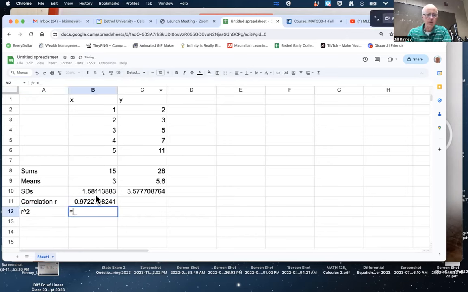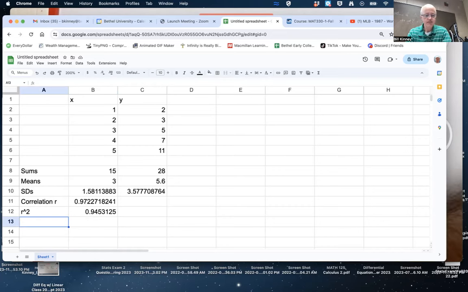So I could square this correlation. It's still pretty close to 1. It's still a pretty strong linear trend. When R squared is close to 0.5, that's sort of the prototypical moderately strong linear trend. If R squared is close to 1, it's a very strong linear trend. If it's close to 0, it's not much of a linear trend at all.